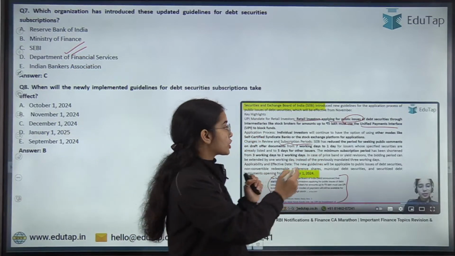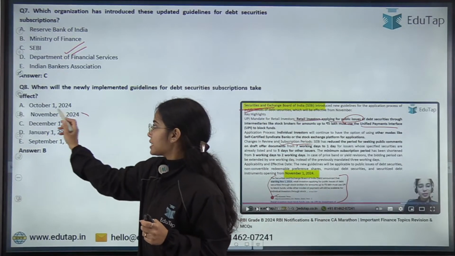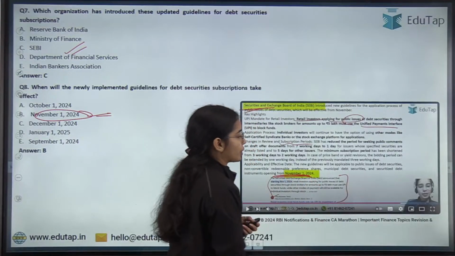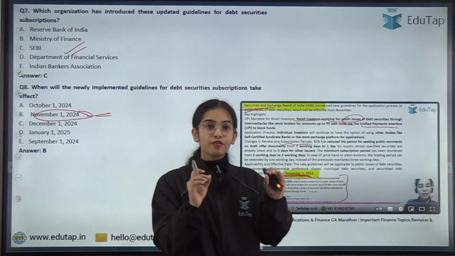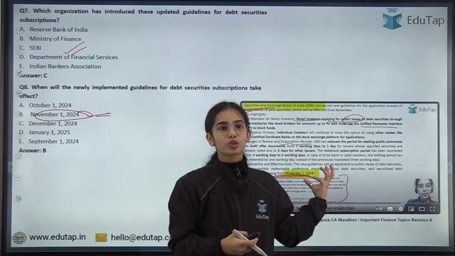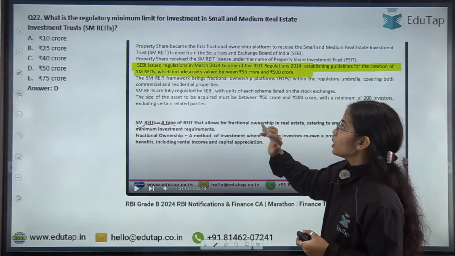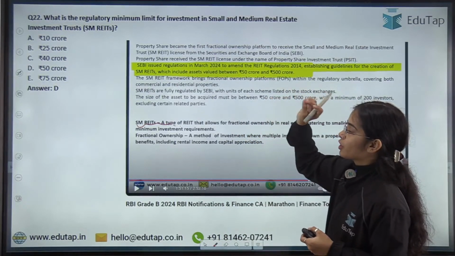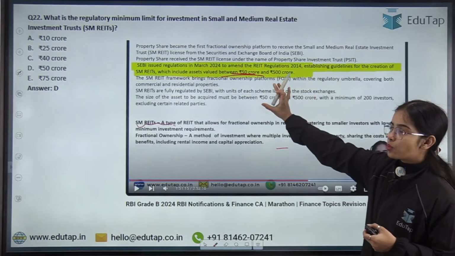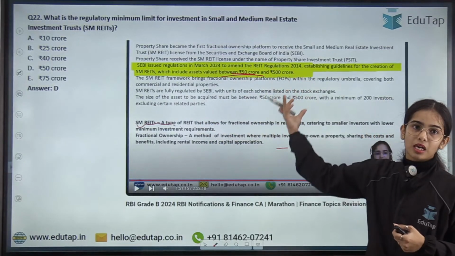Here it is also written that SEBI introduced the new guidelines, as well as from when these guidelines will be applicable. So this was also discussed, that from November 1, 2024. So you can understand that directly 4 questions you could have answered through the Finance 360-degree sessions or through the marathon sessions. As well as there was a question in phase 2 regarding the minimum limit for the SME REIT. Here you can see that the value was also discussed, in the marathon question and in the answer also.